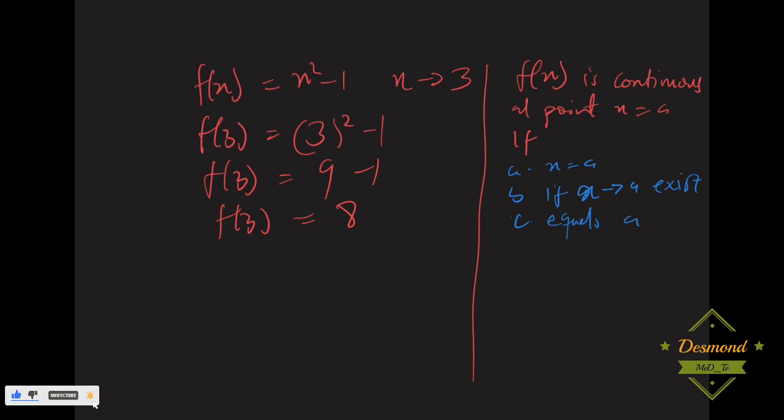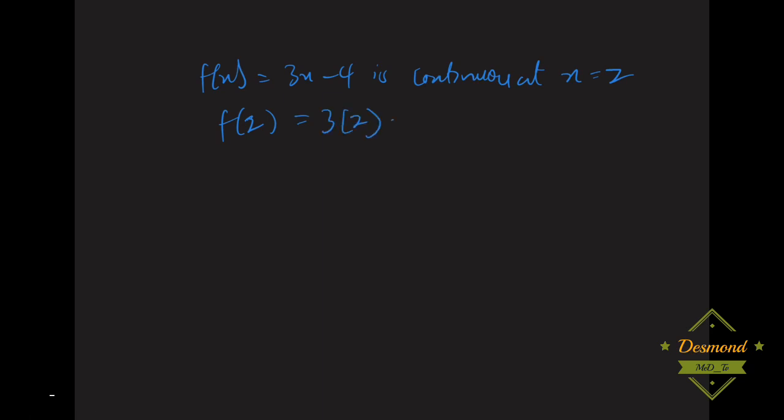Let's determine if the function f of x equal to 3x minus 4 is continuous at x equal to 2. The first thing we need to do is check if f of 2 is defined, as we stated earlier. So f of 2 here should be 3 times 2 minus 4. So f of 2, that is 6 minus 4. So f of 2 is 2.